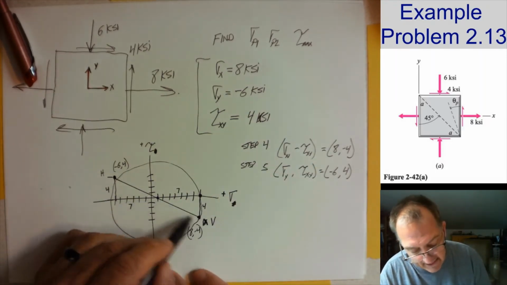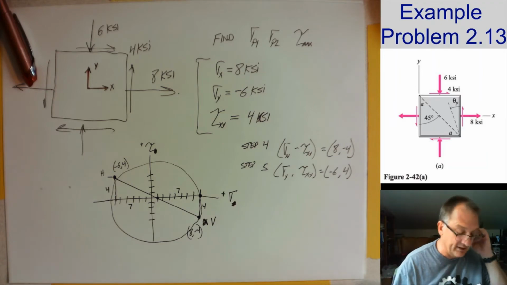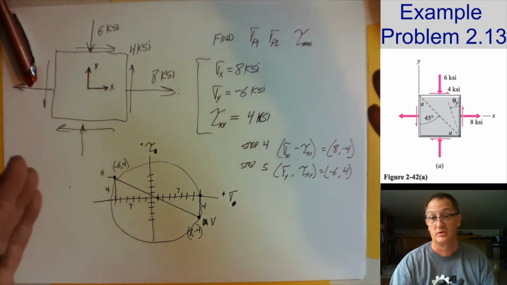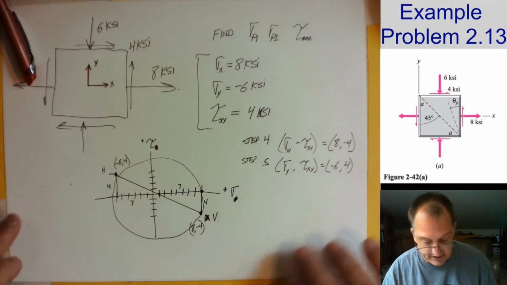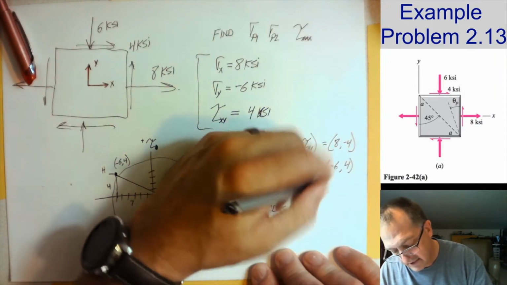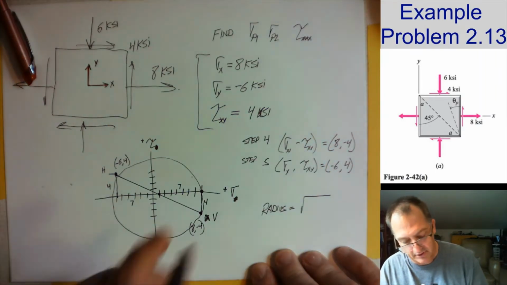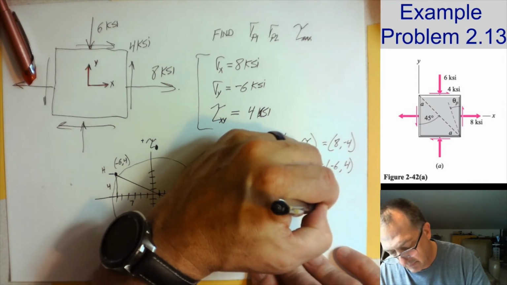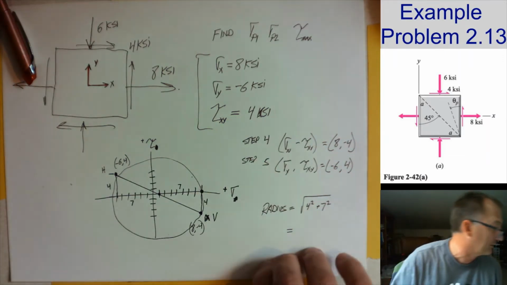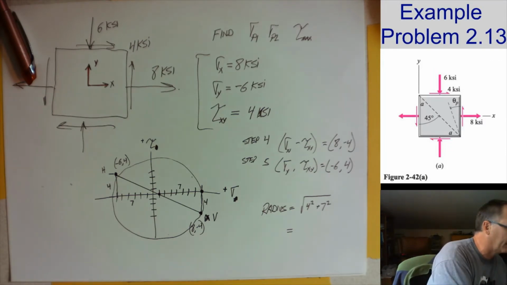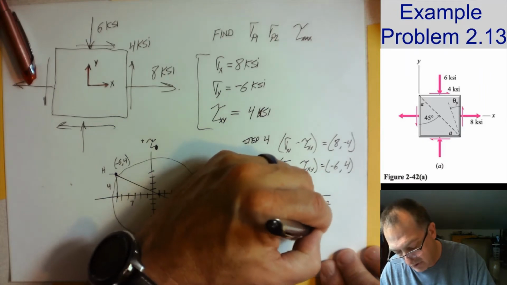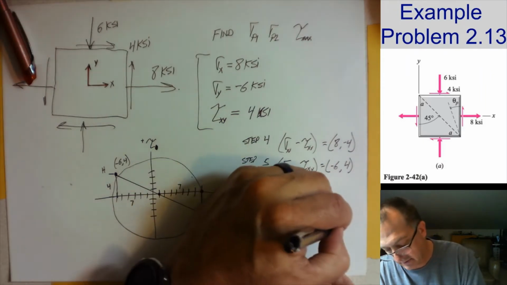What's my radius here? Well, I don't even have to look at equation sheets or anything else. I should have loaded them up. My radius is equal to the square root of 4 squared plus 7 squared equals, and I'm going to look in the book for the answer because I didn't bring my phone over here to run the calculator. 8.06 is what the book answer is.